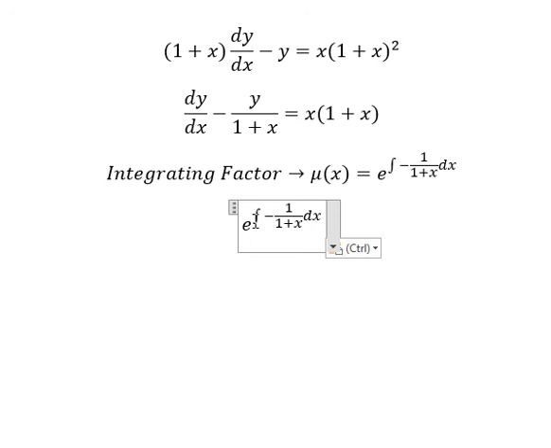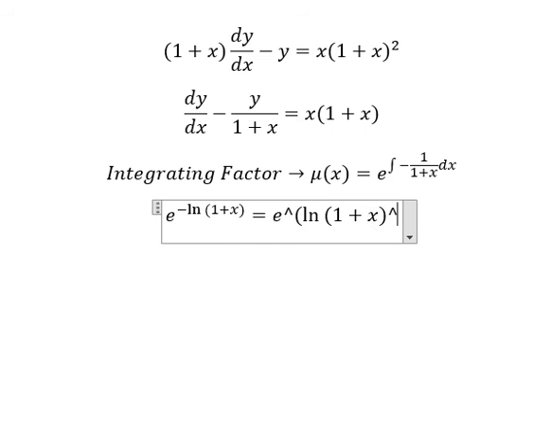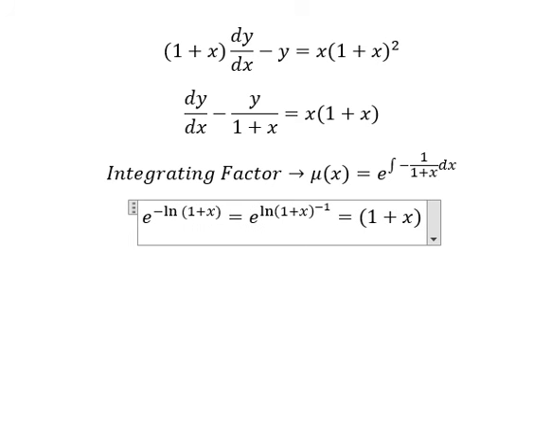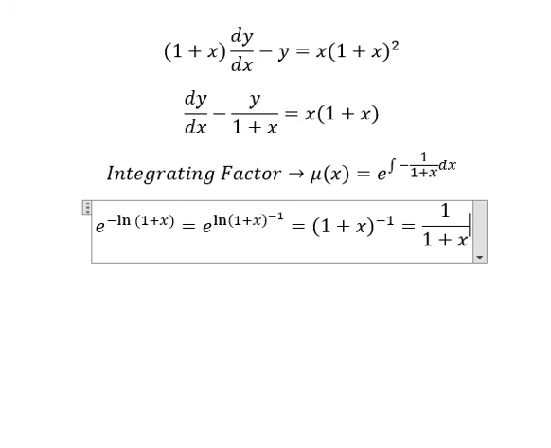The integration of 1 over 1 plus s, you get negative ln of 1 plus s. After that, the negative goes inside the natural log in here. And this one, we get 1 plus s to the power of negative 1. And this one we have 1 over 1 plus s.